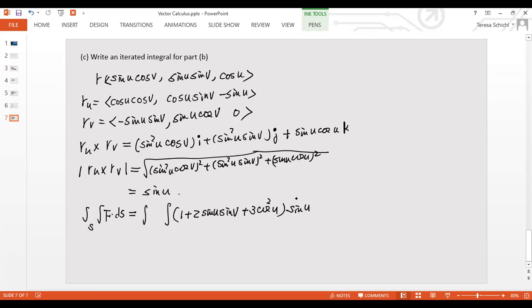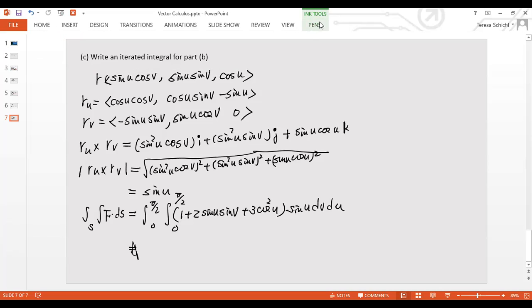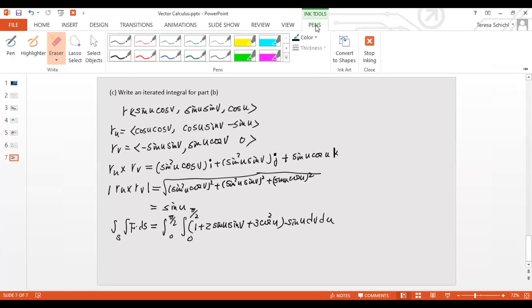Then you can integrate dv du or du dv, it doesn't matter. When we do the parameterization, it's 0 to pi over 2 and 0 to pi over 2, because it is the first octant, right? All right, so that's it. If you want, you can put it into software or your calculator and see what the integration is.